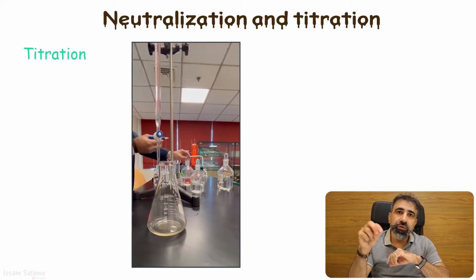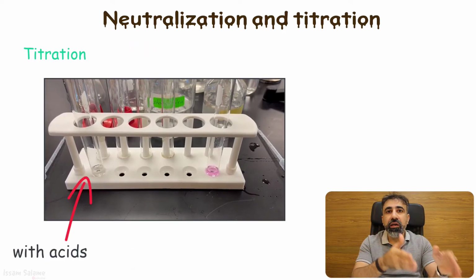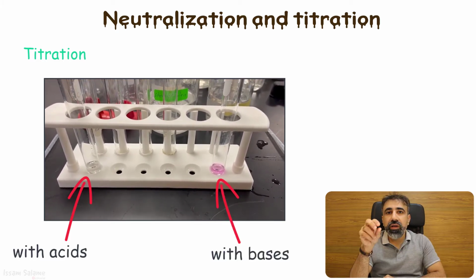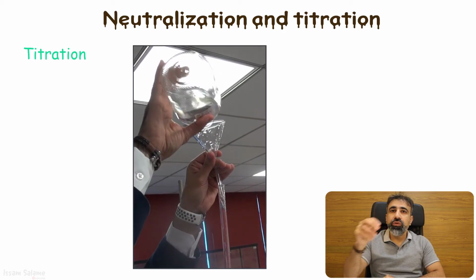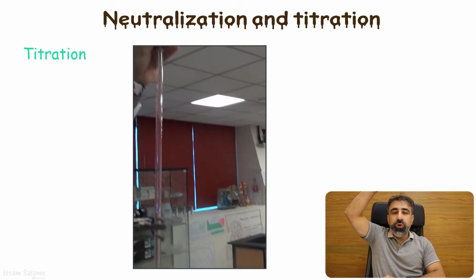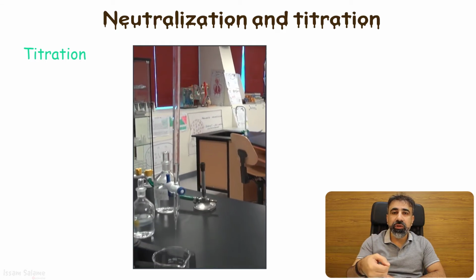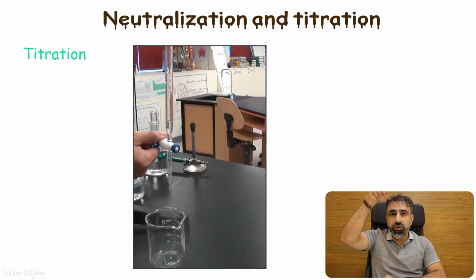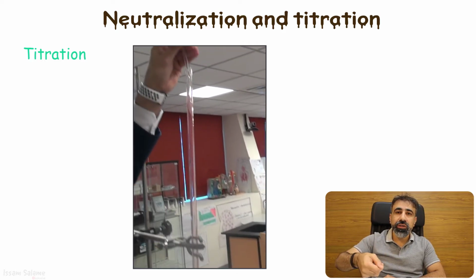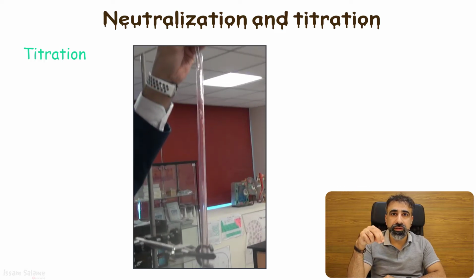Then I added a few drops of phenolphthalein. It's a colorless indicator that stays colorless with the acid and turns pink with the base. And I wanted to add sodium hydroxide to the burette. But first, I had to wash the burette with sodium hydroxide. As you see, I kept the tap open for the sodium hydroxide to pass through the burette and wash it. Then I closed the tap and I added the sodium hydroxide to the burette.